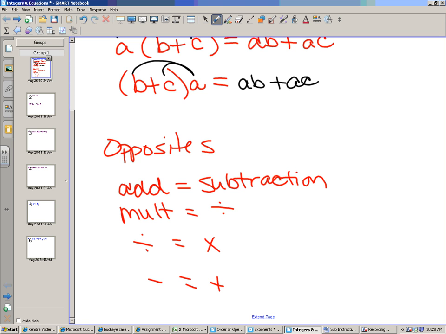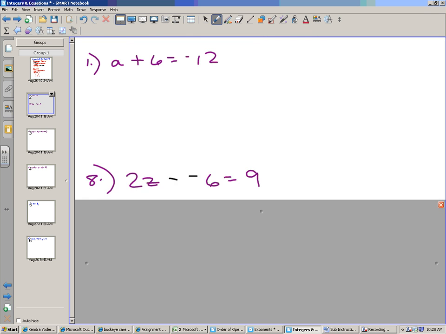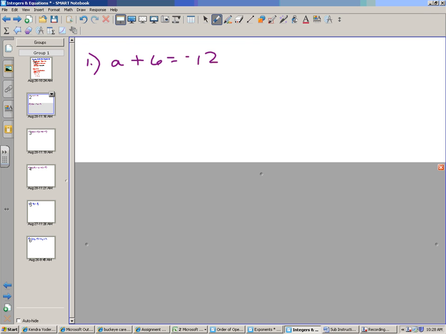Now, if something is attached by addition on one side, to get rid of it, you are going to subtract it. Now, the biggest thing that I want you guys to do is speak mathematically to me. So in order to speak mathematically to me, you guys have to be able to do these problems. So, number one, A plus 6 is equal to negative 12. Well, the A and the 6 are attached by addition. So how do I get rid of that 6? I subtract 6 from both sides.